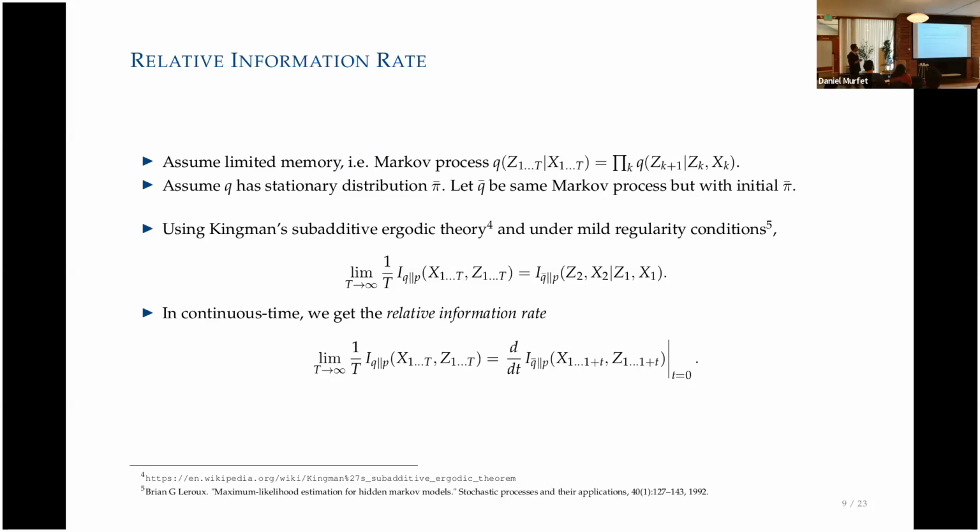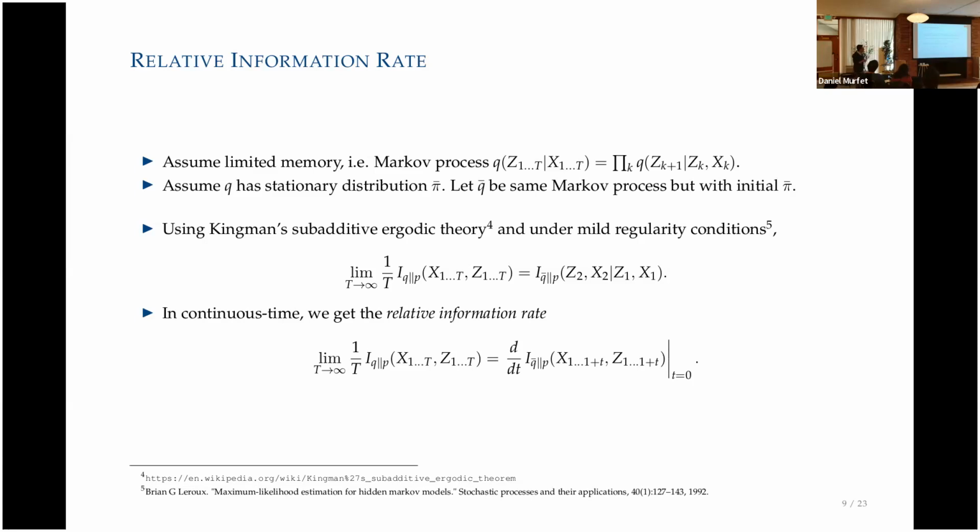So we're going to assume limited memory. So I have a Markov process in discrete time given by this product, this factorization. I'm going to assume that this Q distribution on X and Z has a stationary distribution. This is a very big assumption, so it will likely put some constraints on IMEM. But I assume that the true distribution is somewhat stable. It's not changing all the time.